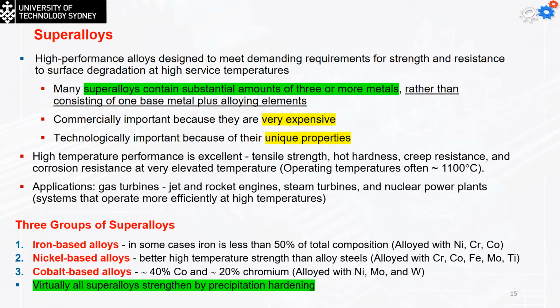We have three groups of superalloys: iron-based alloys, nickel-based alloys, or cobalt-based alloys, depending on the percentage of the base metal. In iron-based alloys, we have more than 50% iron in the alloy itself. Nickel-based alloys have better high temperature strength, and then the alloy steels. In the case of cobalt-based alloys, we have 40% cobalt and 20% chromium alloyed together with nickel, tungsten, and other elements. Virtually all superalloys are strengthened by precipitation hardening.